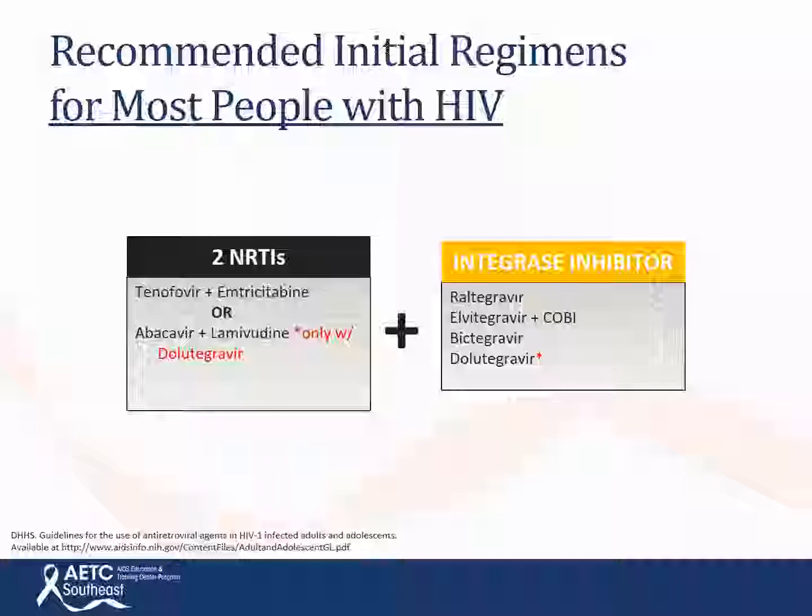Now you'll notice back on the slide that in some cases when dolutegravir is the anchor drug, we can use abacavir and lamivudine as our NRTI backbone. The preferred integrase inhibitors include either raltegravir, elvitegravir, bictegravir, or dolutegravir.